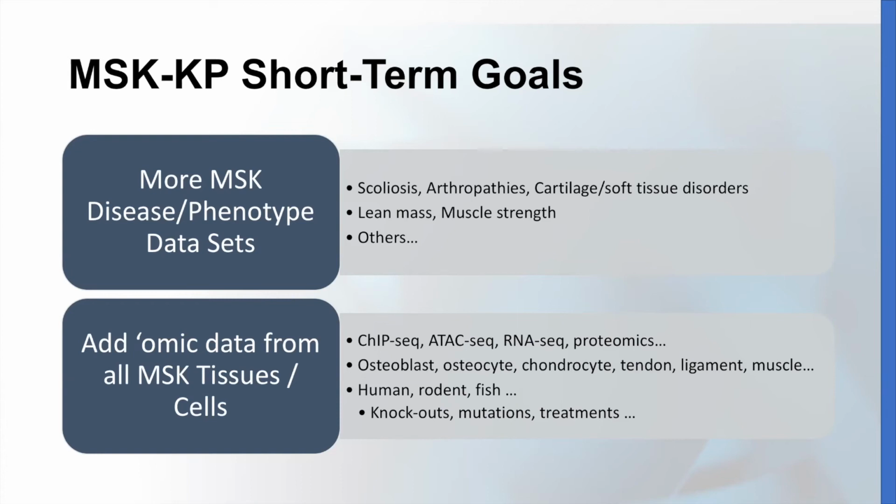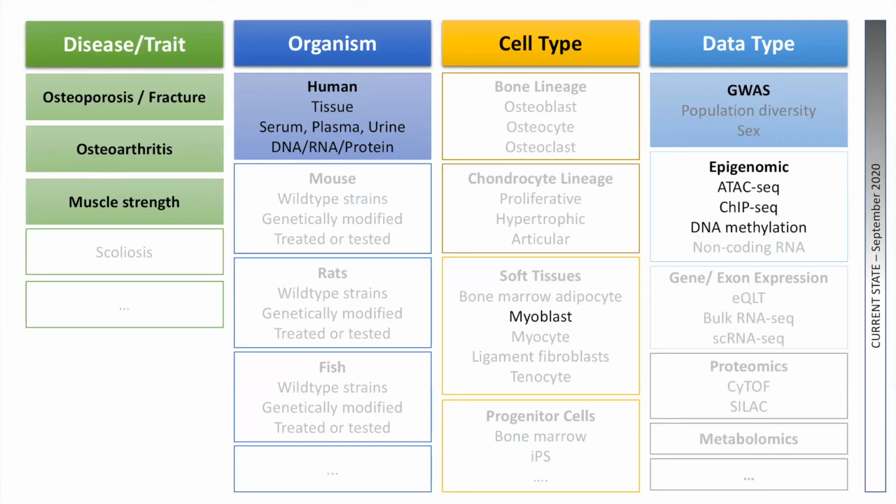And we'd also like to add more omic data, specifically for musculoskeletal tissues and cells, and possibly from non-human tissues and cells as well, like rodents. We could even think about data from knockout mice, for example, or knockout fish, or rodents or humans or fish with particular mutations that are treated with your favorite cytokine or drug.